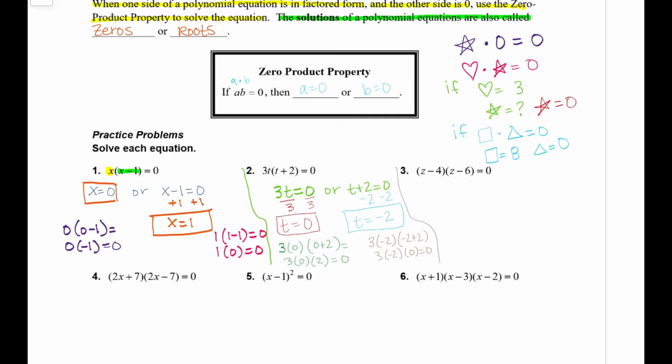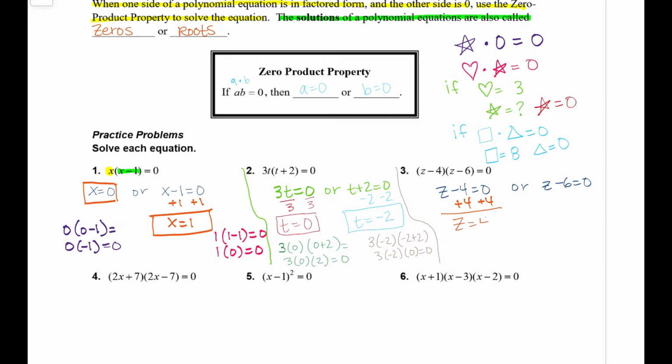Looking at number 3, we're going to set both of these equal to 0. So either z minus 4 has to equal 0, or z minus 6 has to equal 0. So we're going to add 4 to both sides of the equal sign, and z will equal 4.